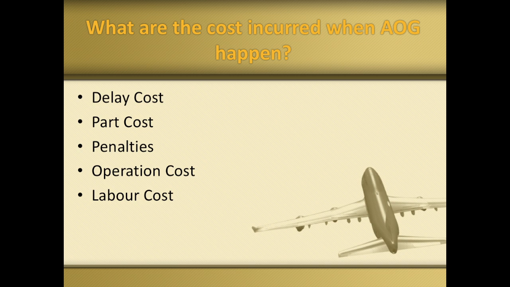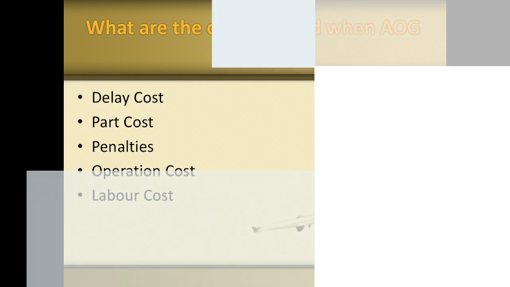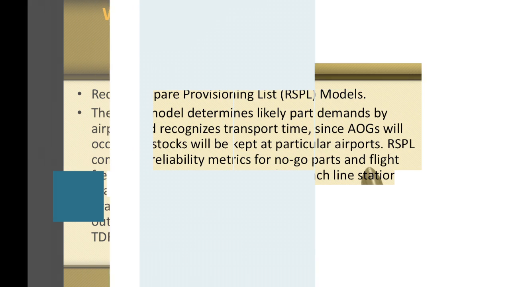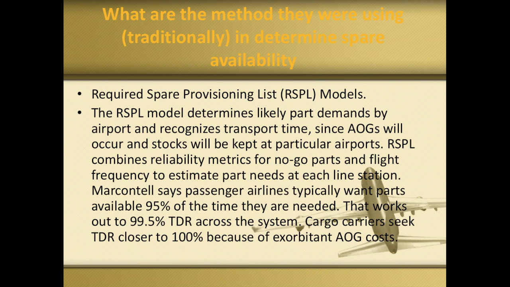Fuel, landing, and other variable costs are excluded because these costs are avoided in cancellation and incurred at normal level in delays. Traditionally, this has been done with required spare provisioning list, as we call RSPL models. RSPL practice varies widely in completeness and sophistication. Not all airlines use RSPL.